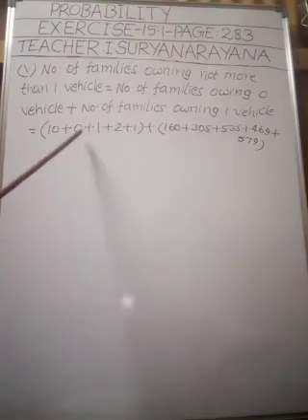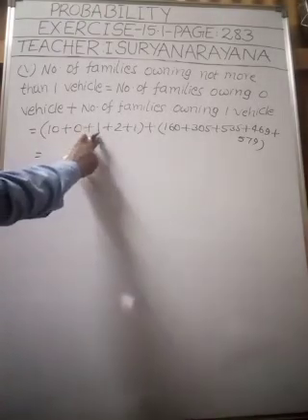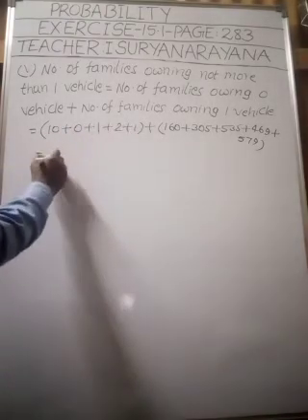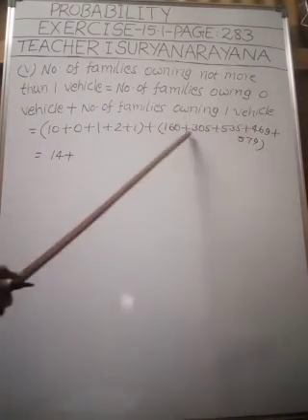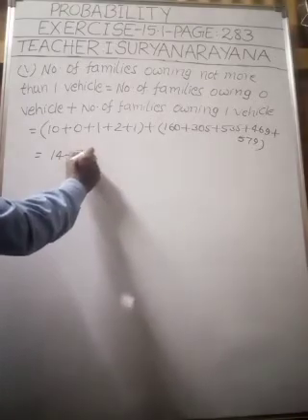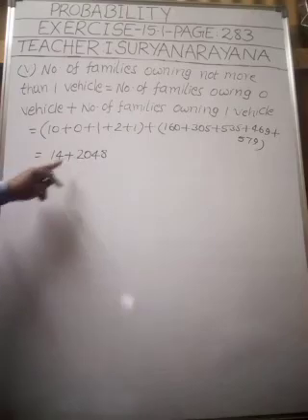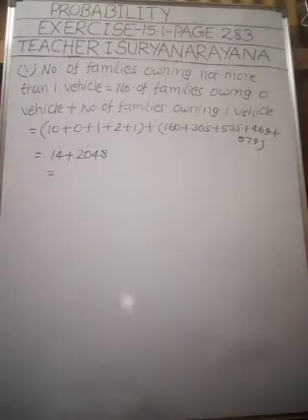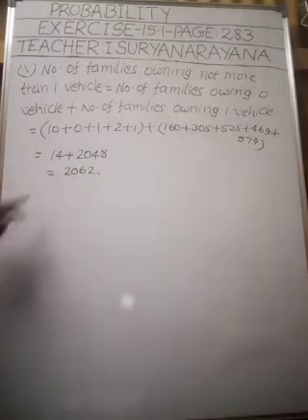Okay, my children. Now let us simplify these numbers. Then what will you get here? 10 plus 1, 11 plus 2, 13 plus 1, 14. Okay, my children. Now let us add. Let us add all these five numbers. What will you get here? 2048. Okay, my children. Now again let us add these two numbers. What will you get? 2062. Okay, my children, understood this step.